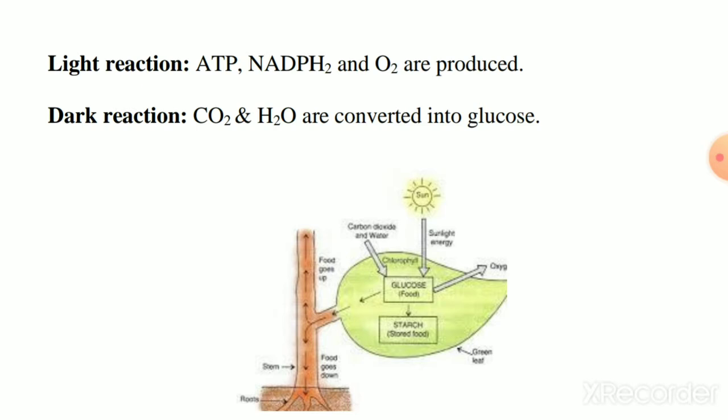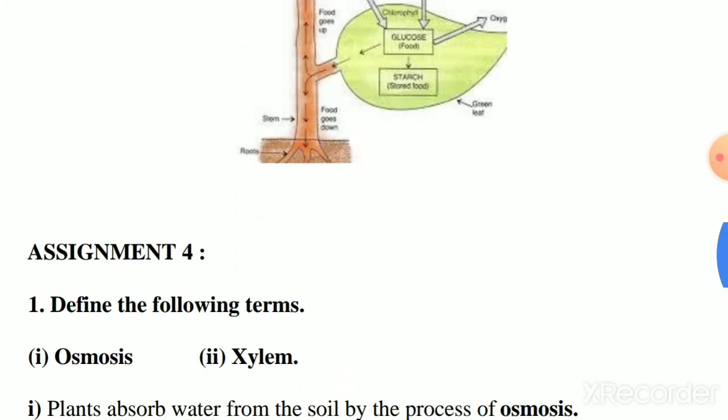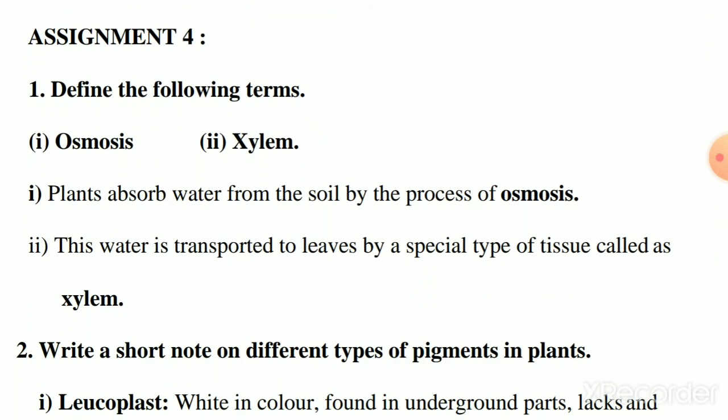The first stage of photosynthesis is light reaction. The second stage of photosynthesis is dark reaction. Osmosis, xylem. So the plants absorb water from the soil by the process of osmosis and it must be transported to other parts of plants, that is through xylem.